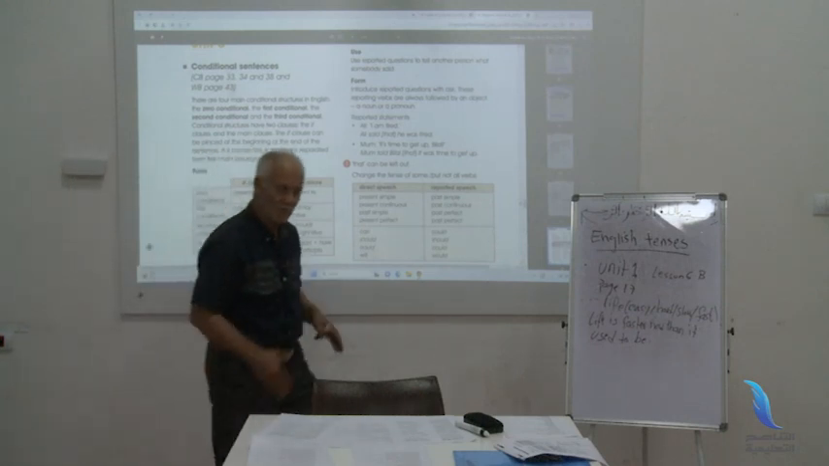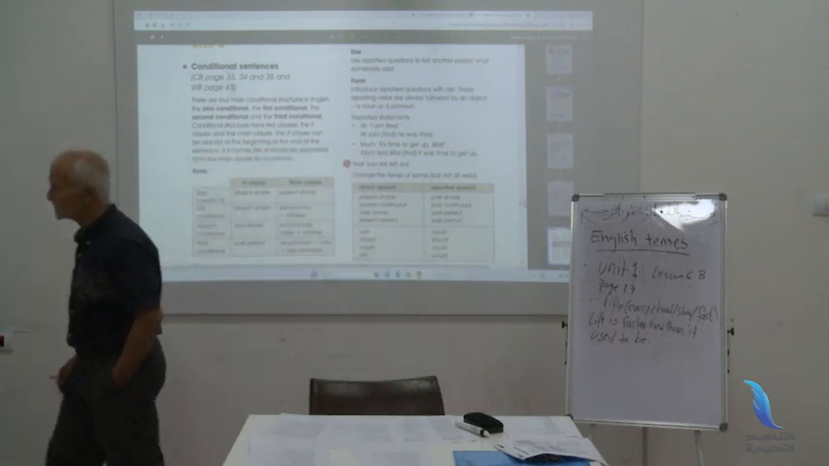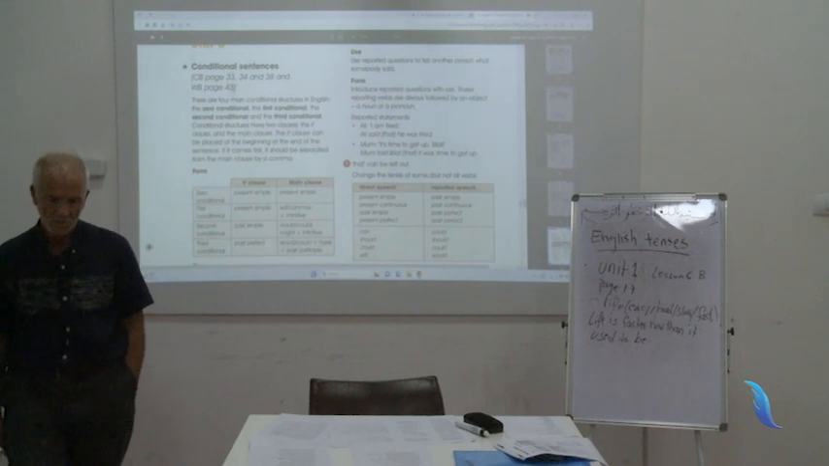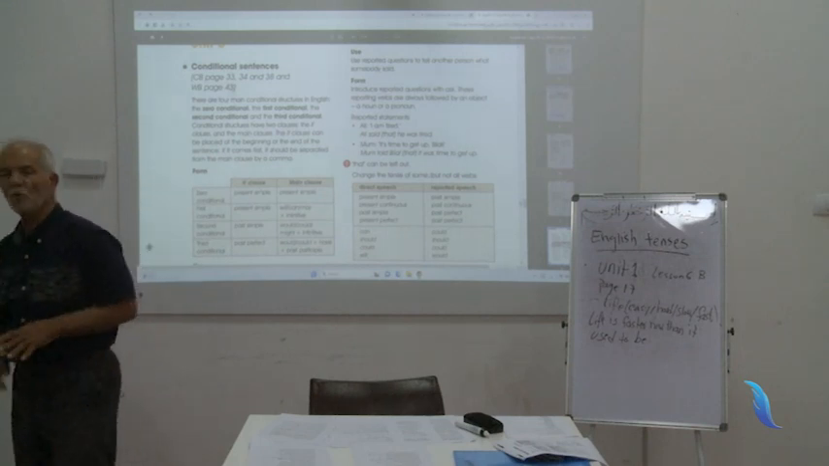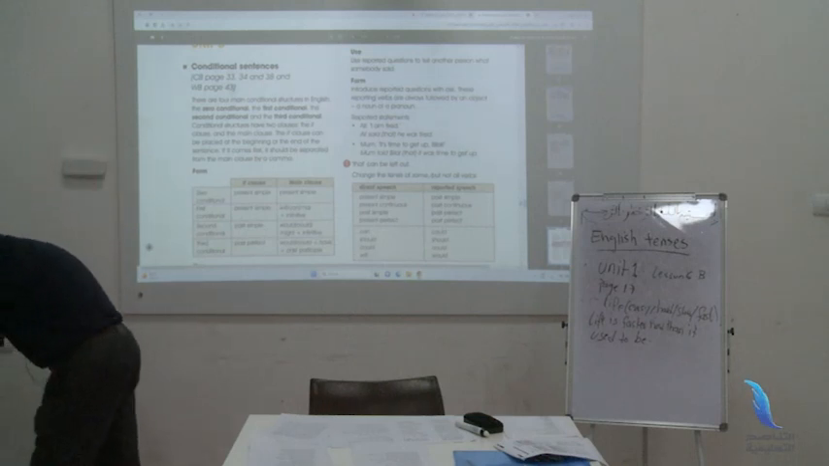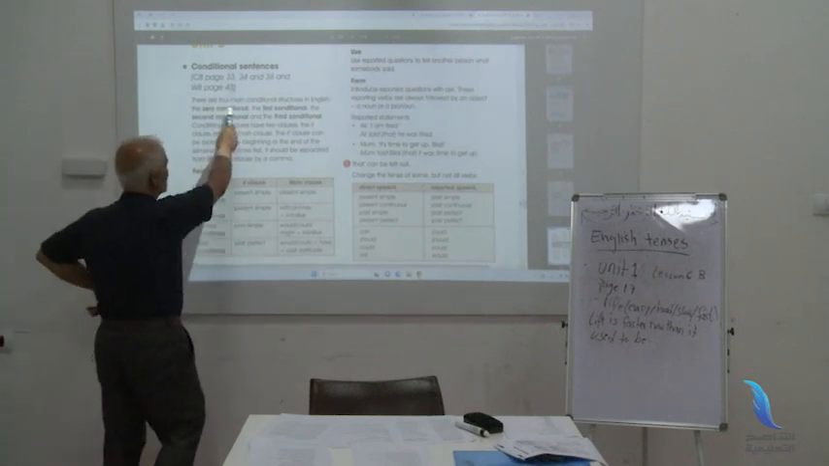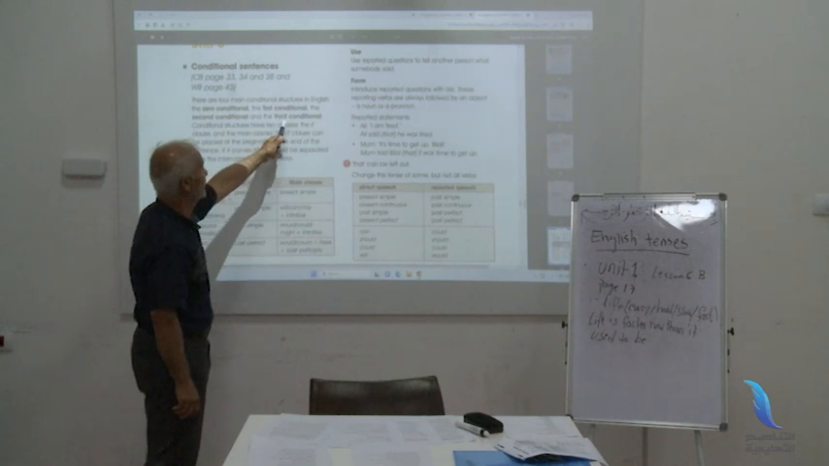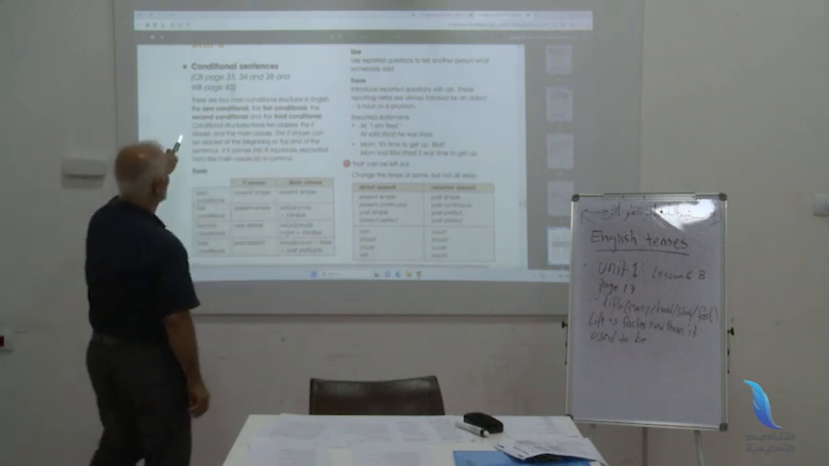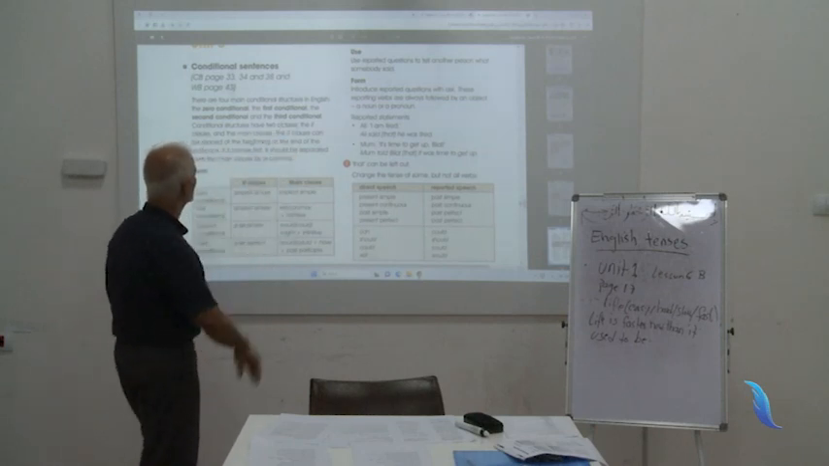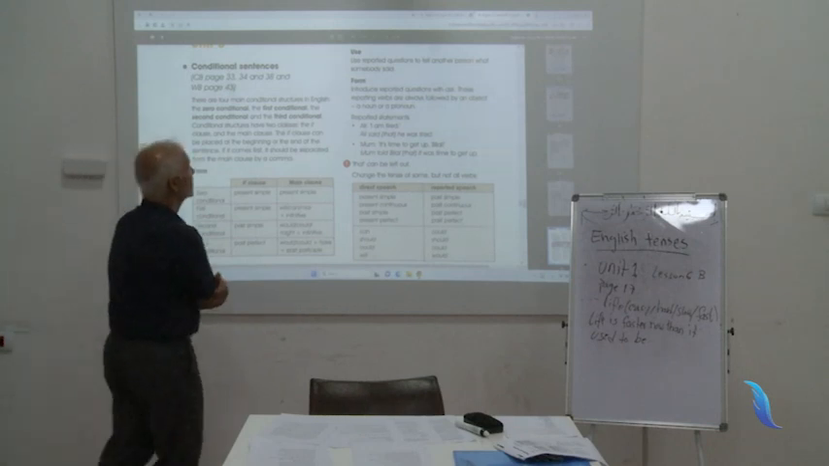Now, in the middle of the lecture, we come across what we call conditional sentences. We have 4 types of conditional: the 0 conditional, the first conditional, the second conditional, and the third conditional. Conditional structures have 2 clauses.